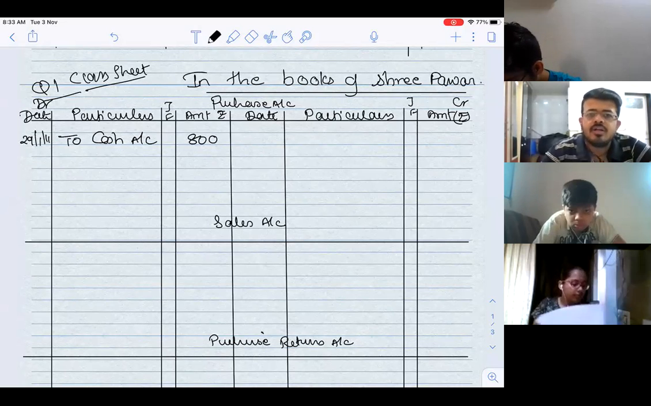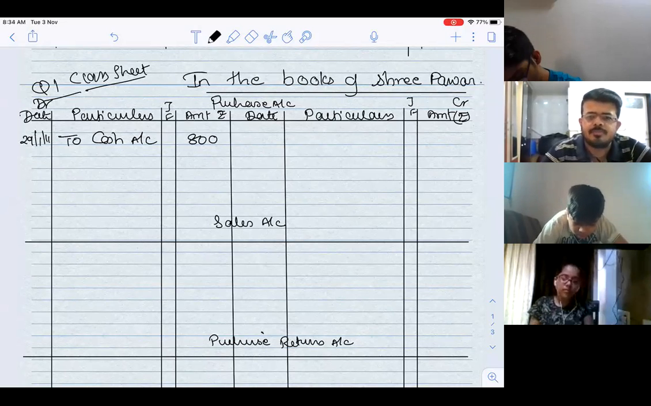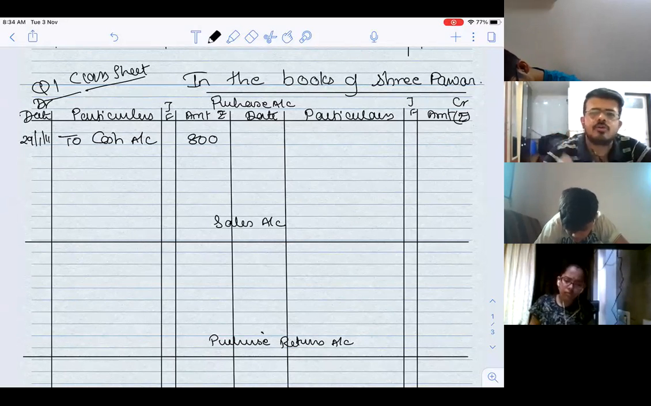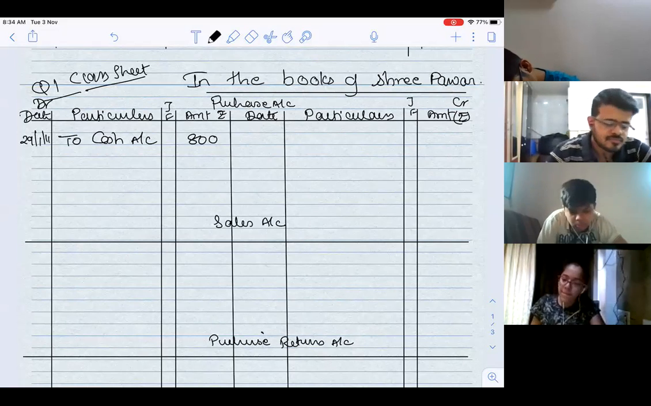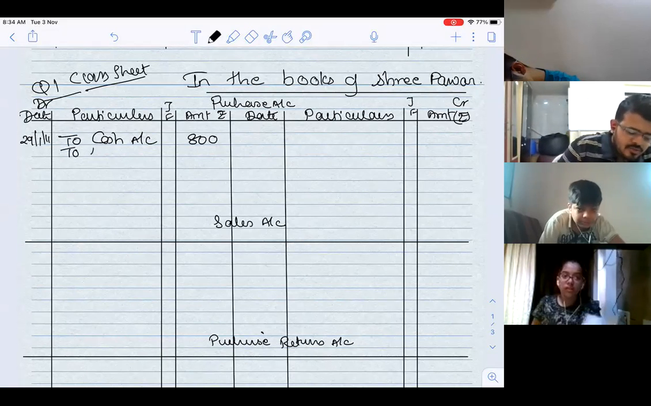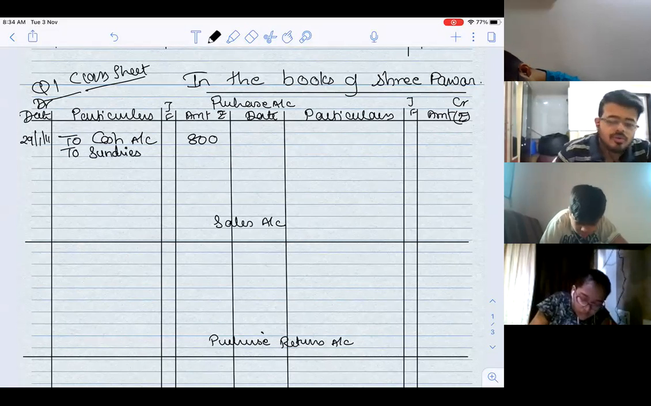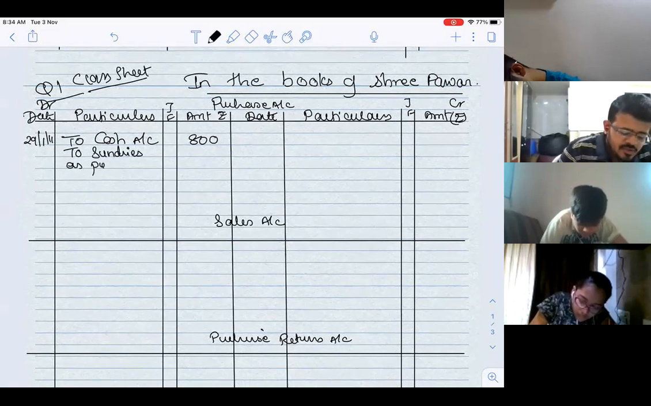Okay. Is there anything else? Any other cash purchase or purchase discount or any such entry for purchase? Check in the note. Nothing. So go to the credit purchase. Just tell me the total. What is the total of credit purchase? Purchase book total, 5480. What will you write for that? Will you write party again? No. To sundries as per purchase book.